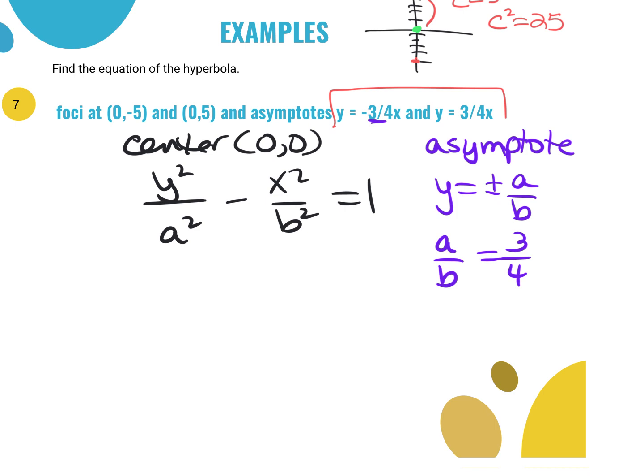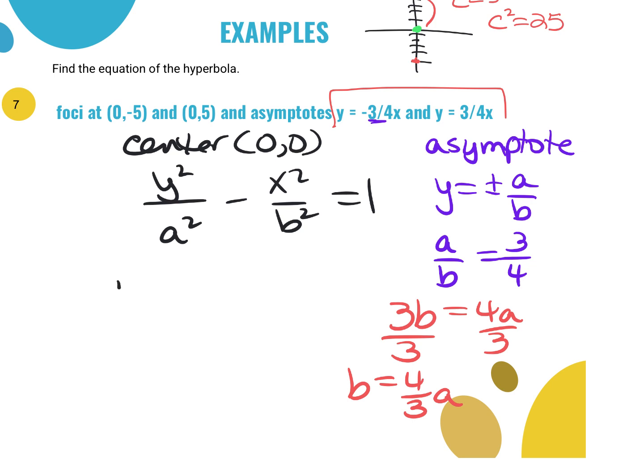So what I'm going to do here is cross multiply, and I get 3b is equal to 4a, divide by 3, and b is equal to 4/3 a. Now, notice I have two variables still. I need to plug it in to the c squared equals a squared plus b squared. So I'm going to plug in for my b value this 4/3 times a.